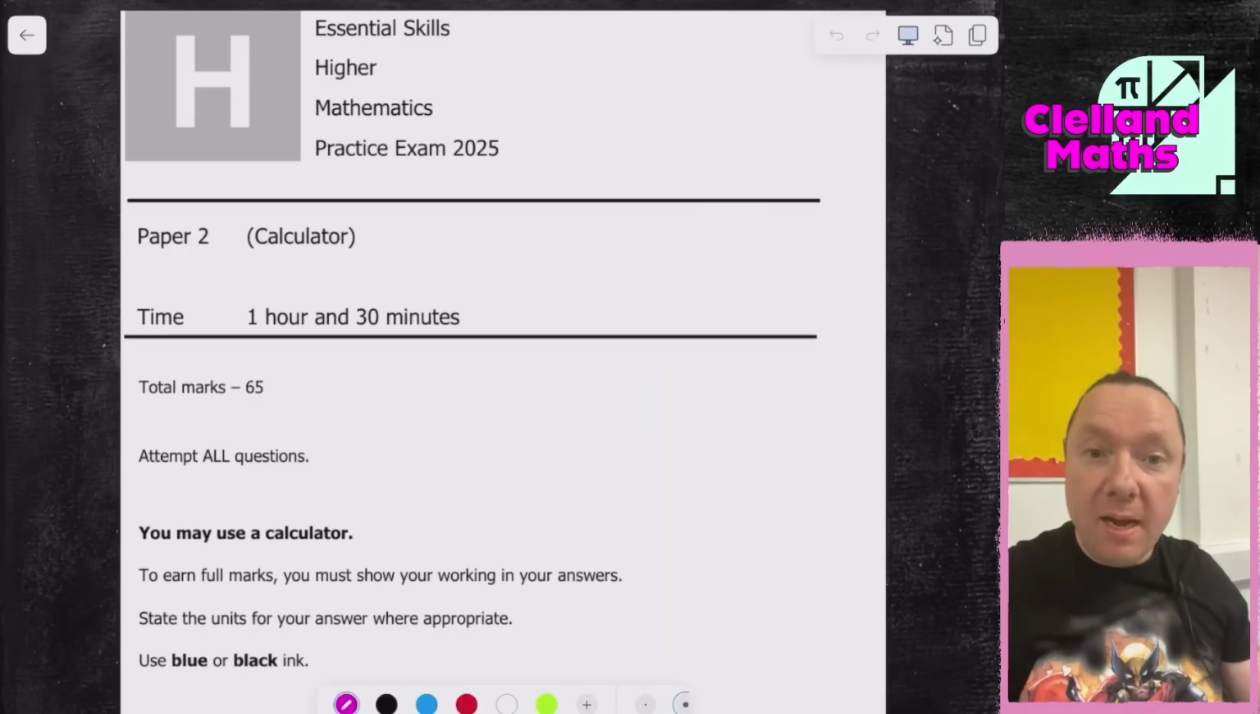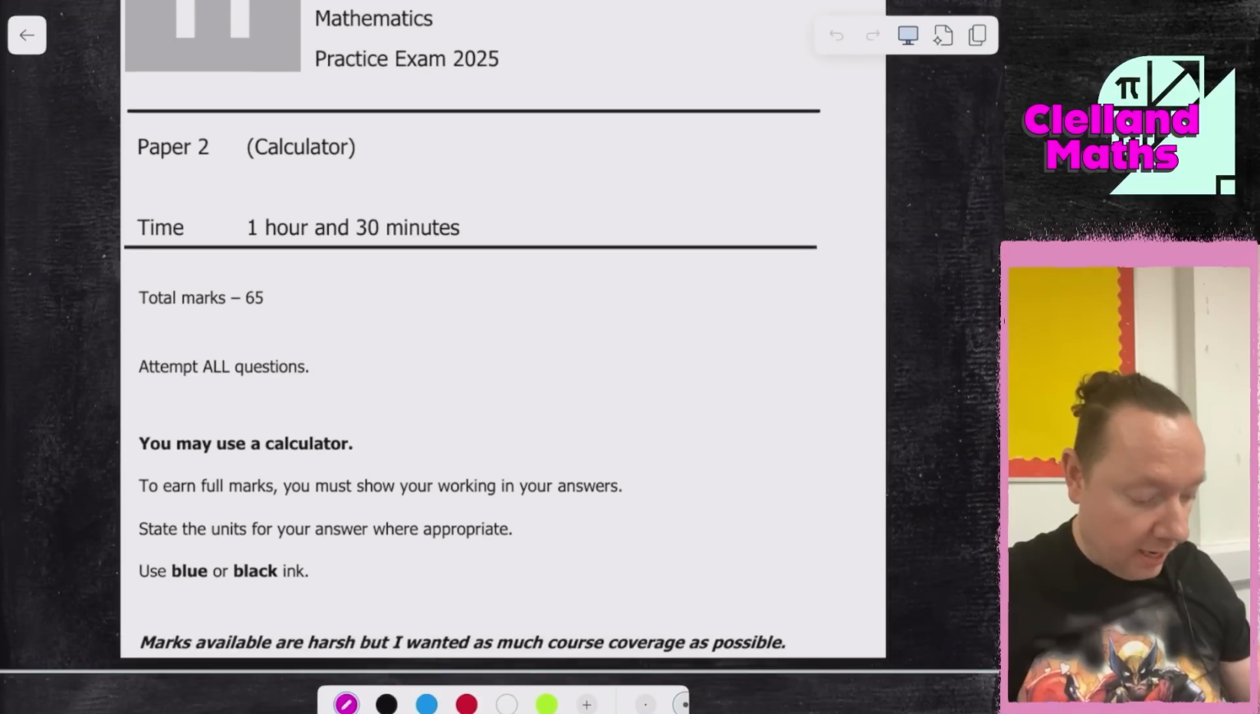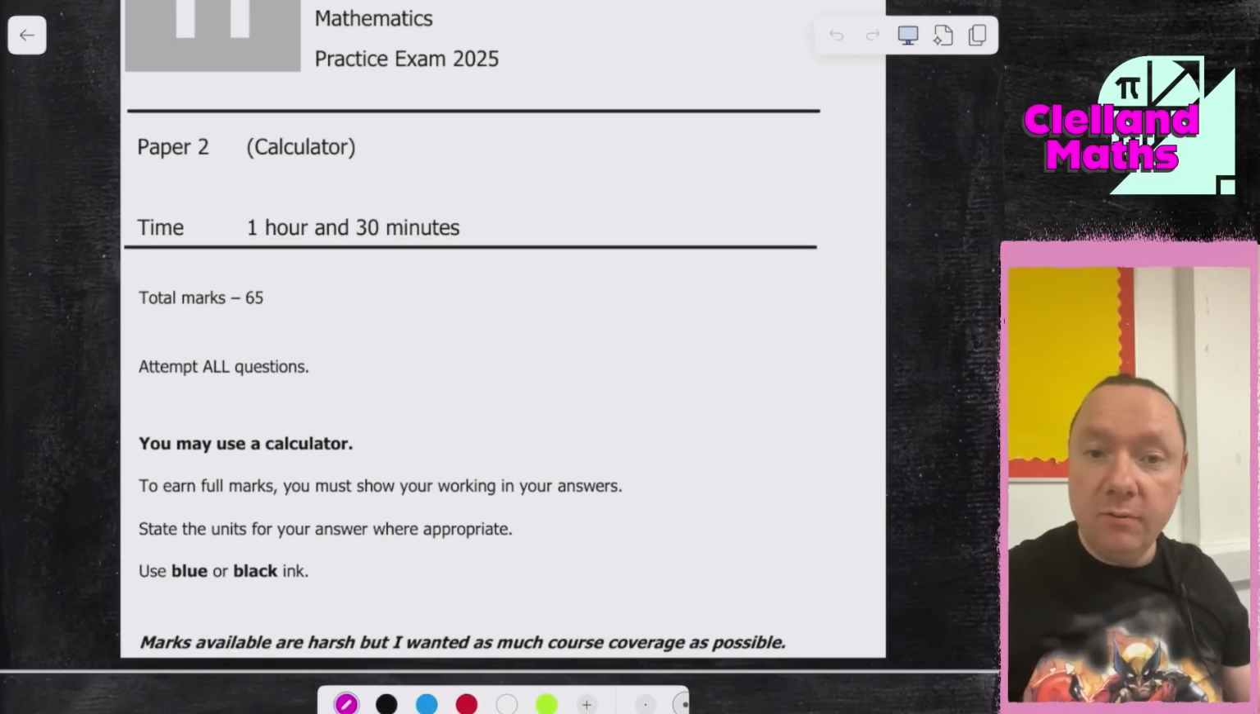This is the SQA Higher Maths Essential Skills Paper 2 for 2025. 1.5 hours long and 65 marks. Quite a strict, harsh marking here from Mr. Reddy, but hopefully you find this useful.